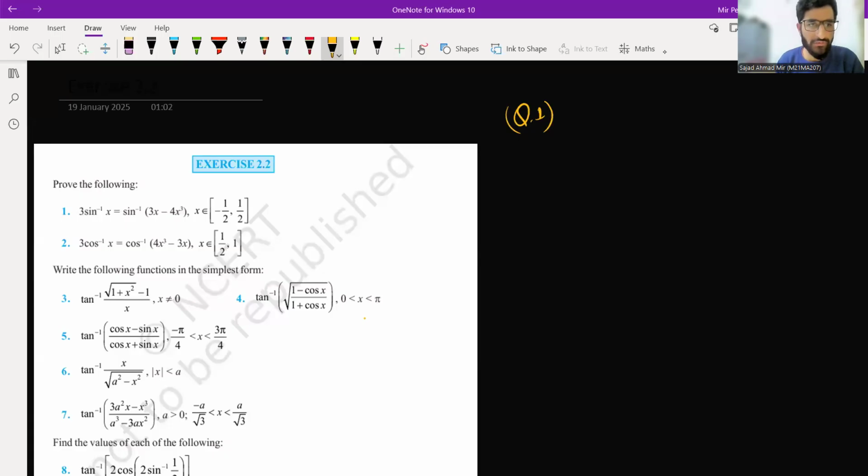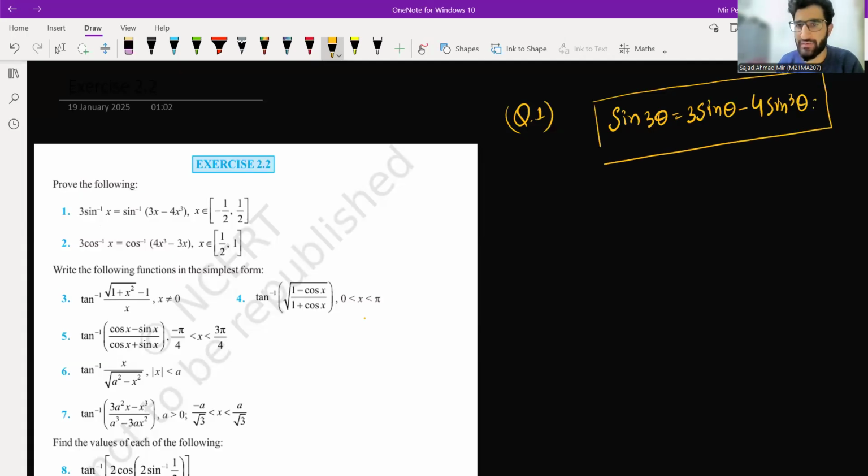So given that 3 sine inverse x is equal to this, we have to prove that the left hand side is equal to the right hand side. For this we need sine of 3 theta is equal to 3 sine of theta minus 4 sine cube theta. This is the trigonometric identity. So basically we need trigonometric identities. Either we know the trigonometric identities, then we can solve them directly, or you have to do some substitution.